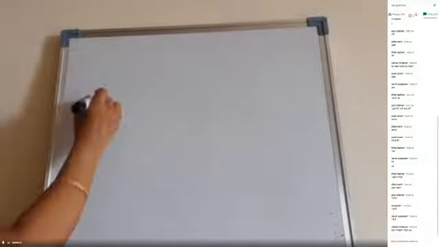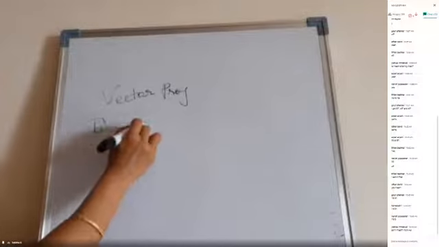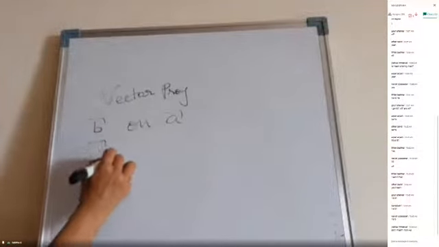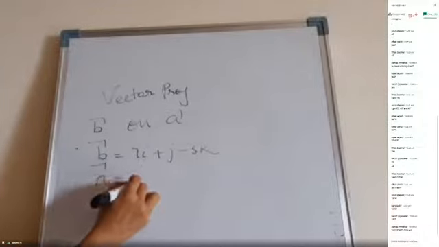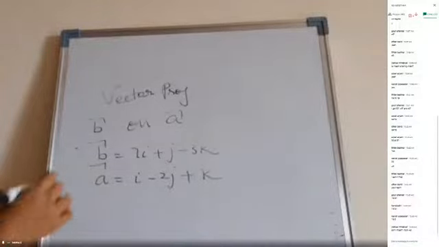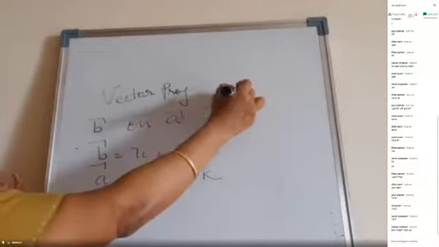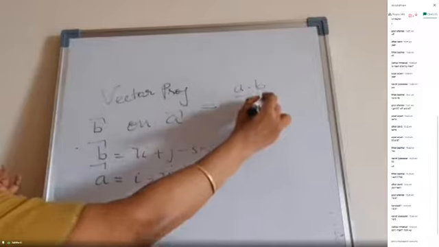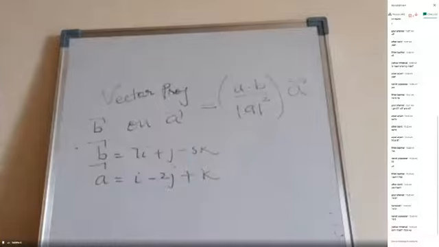Find the vector projection of B vector on A vector, where B vector equals 7i plus j minus 3k and A vector equals i minus 2j plus k. The formula for the vector projection of B vector on A vector is A dot B by mod A square times A vector.